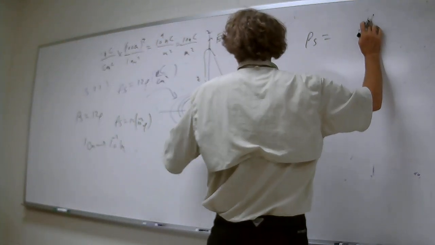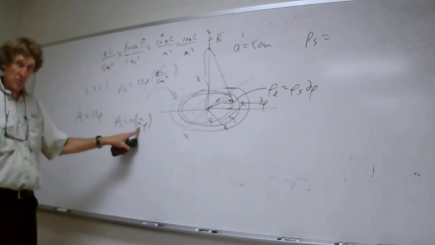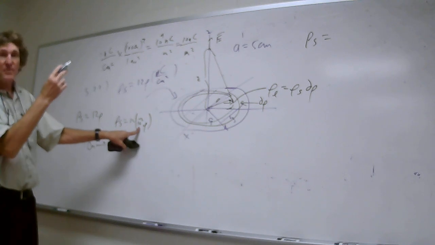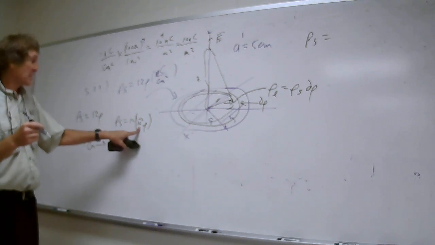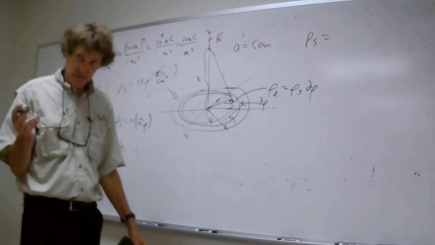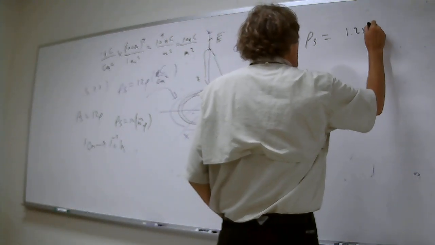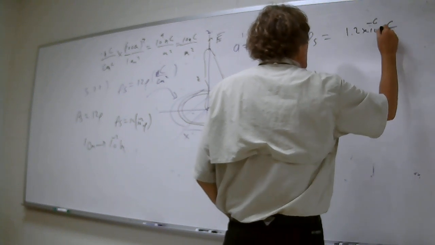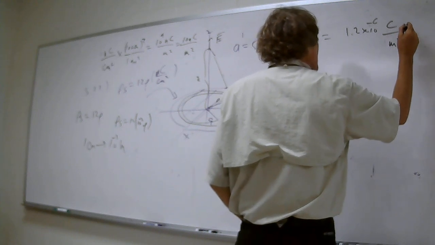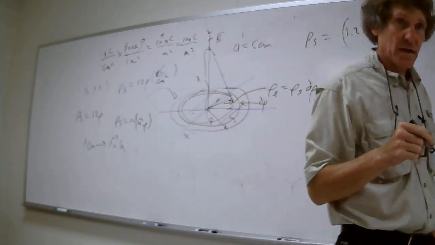All right, so just take a look at this. We got 12 times 10 to the minus 2, right? Then it's times 10 to the minus 5, right? So that's going to be 10 to the minus 7 times 12, or 1.2 times 10 to the minus 6 coulombs per meter squared, but it's times rho. And now rho itself is in terms of meters. You all with me?